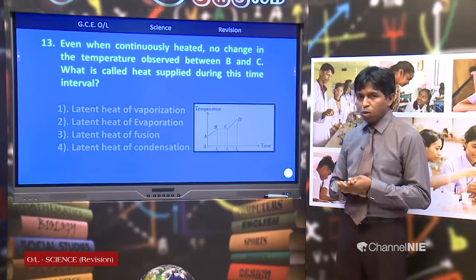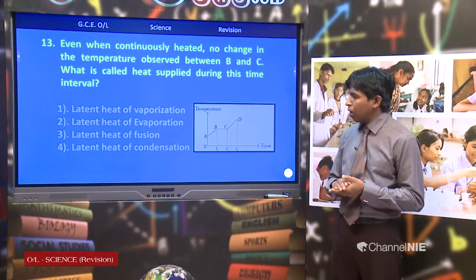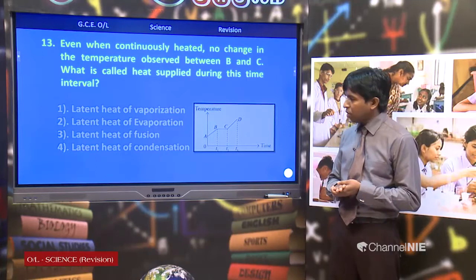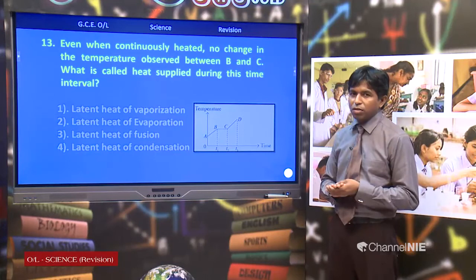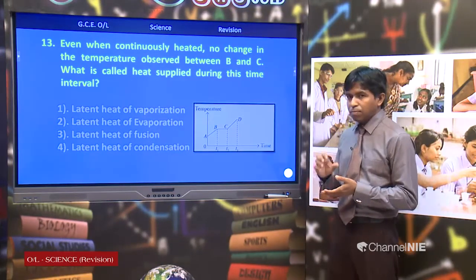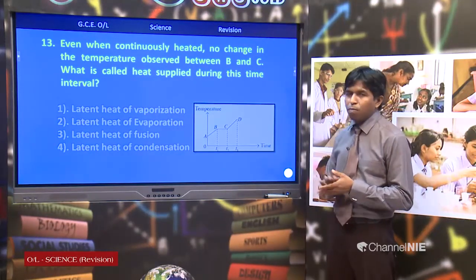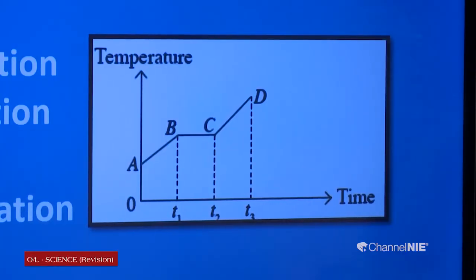So, what happened to the temperature? Actually, when you heat solid wax, there is a melting point of wax. Any solid has its own melting point. As you heat, when the temperature reaches the melting point, it begins to melt, but the temperature does not change. We supply heat, heat is absorbed, but the temperature does not change. So, what happened to that heat? That heat is absorbed for breaking down the bonds in the compound. For bond breaking, heat is absorbed, but the temperature does not change.